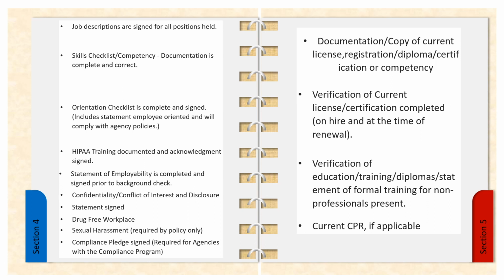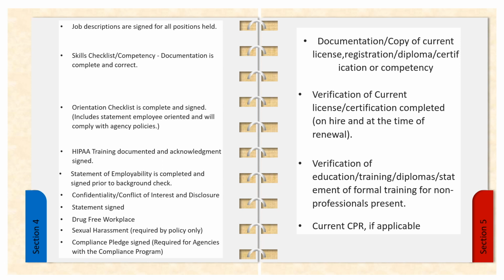Section 4 is a list of other documents, a part of the application file, that is required. I like to have them in their own section, job description, where it's signed for all positions that are held. So if you have somebody that is working as a PAS supervisor, working as a biller, that same person is wearing different hats. All of those job descriptions need to be in this section, along with these other documents that are listed here in section 4.